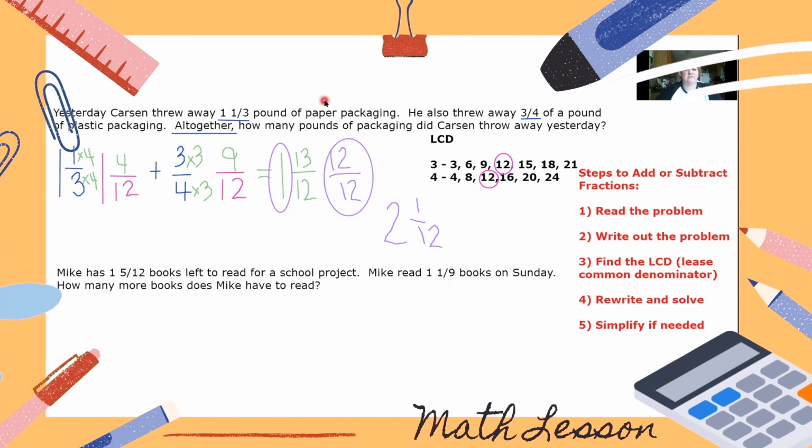Again, we ask ourselves, what are we trying to find? In this case, we're trying to find how many more books does he have to read? How many more means that he read some, but he still has some more that he needs to read. So he has to read 1 5/12. He has already read 1 1/9. We need to use those two numbers to decide how many more does he need to read.